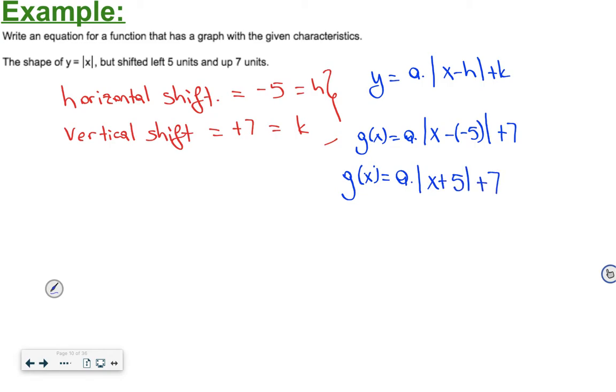So you can ask me this question: how am I going to find the value of a? If there is no information about vertical stretch or vertical compression, you are going to use the value of a as 1. So your final answer is g of x is equal to the absolute value of x plus 5, plus 7. And this is your answer.